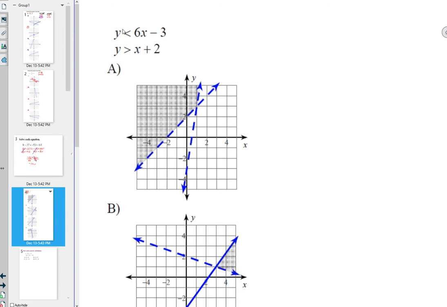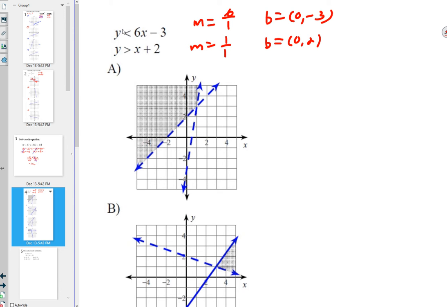So now the nice thing is that both of these are in slope intercept. The slope here is 6 over 1, and the y-intercept is 0, negative 3. The slope here is 1 over 1, and the y-intercept is 0, 2. So let's look for two lines that are dashed. One of them is crossing at 0, 2 going up one, right one. And the other one is crossing at 0, negative 3, going up 6 and right 1.